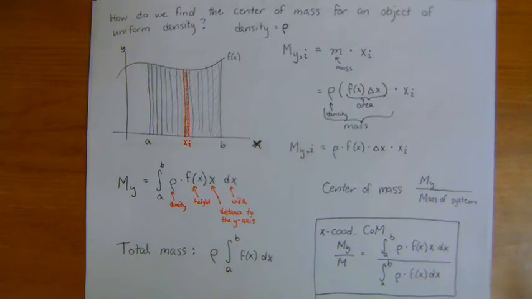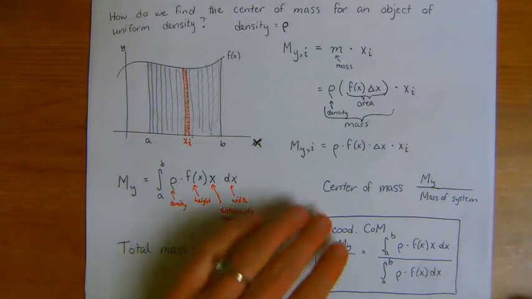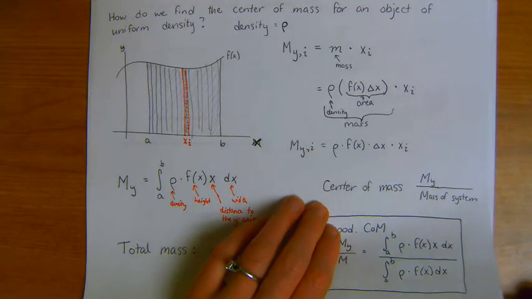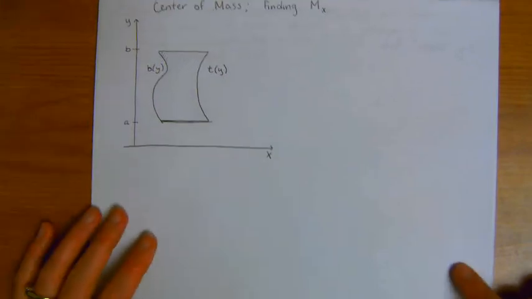So what about a center of mass? This is only the x-coordinate, right? We want to find the y-coordinate also. And we can do that using the exact same method, and I'll go through it a little bit more quickly.